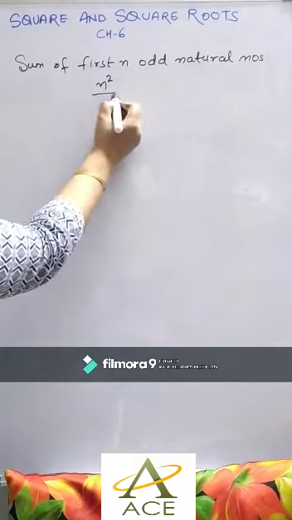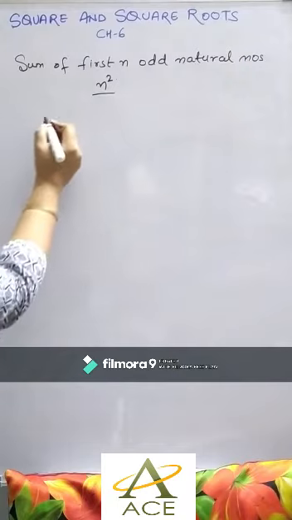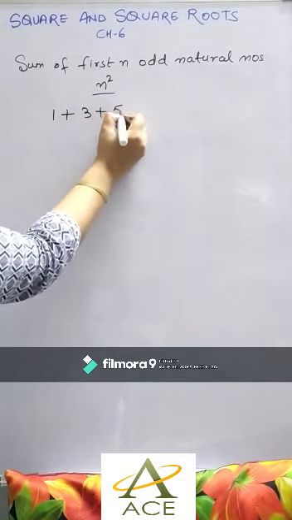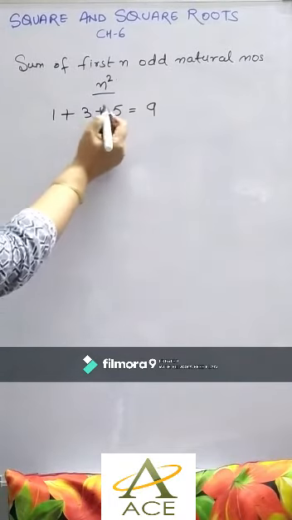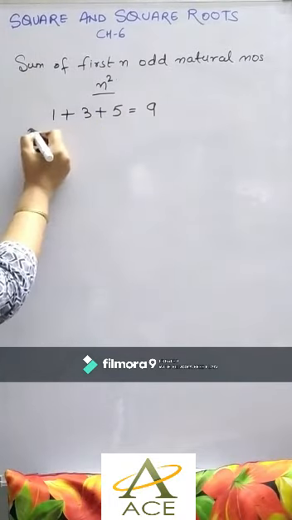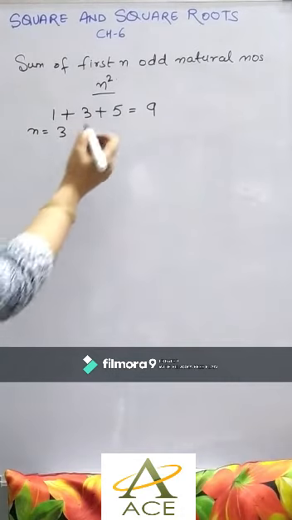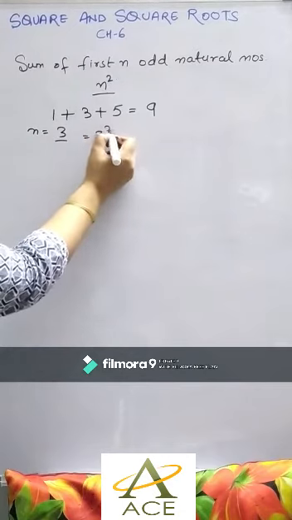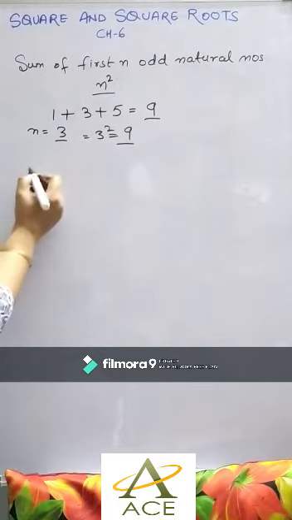Now the next property is to find out the sum of first n odd natural numbers. And it is n square. We can clear it by taking example. Suppose sum of first 3 odd natural numbers 1 plus 3 plus 5. It will come out as 9. So here n is 3 and the property says that it will be n square, and n square will be 3 square equals to 9. So this is same.